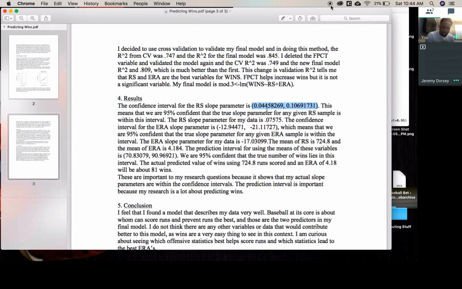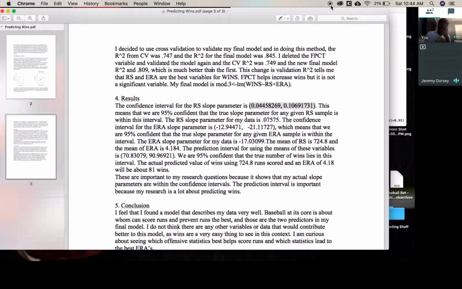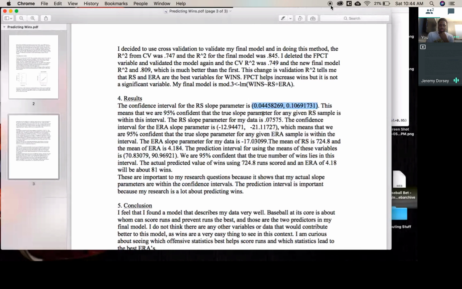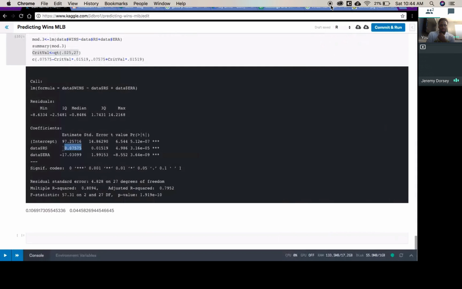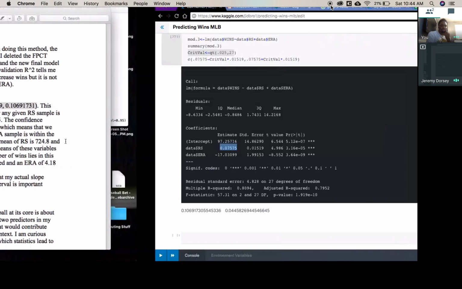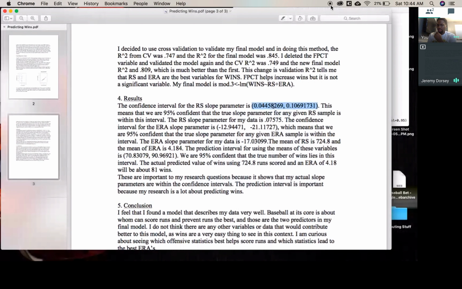Confidence intervals are nice because they allow us to kind of see where our parameters lie. When you run this project again, using a different season's data or different compiled seasons' data, you want your run scored slope parameter, which is this estimate right here, to fall in this interval every time you run a project. The estimate's the same thing as the slope parameter.